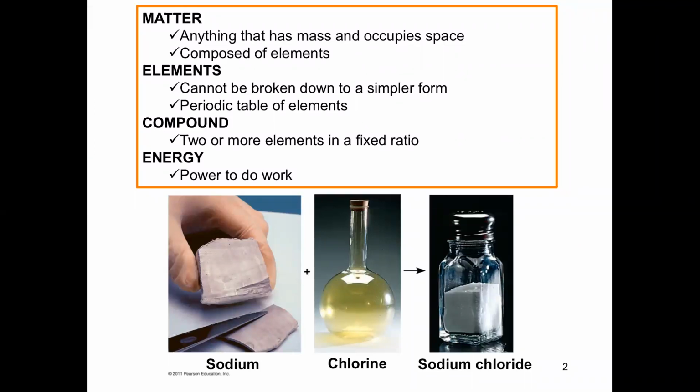Matter, elements, compound, energy, right? So matter, anything that has mass and takes up space. This is where we're thinking of our elements. Everything's made up of these elements, this matter here. Elements can't be broken down into a simpler form. So you think about the periodic table. Compound, when you've got two or more of those elements put together, and they're usually in a fixed ratio. And energy is simply the power to do work, and we'll talk a little bit more about that.